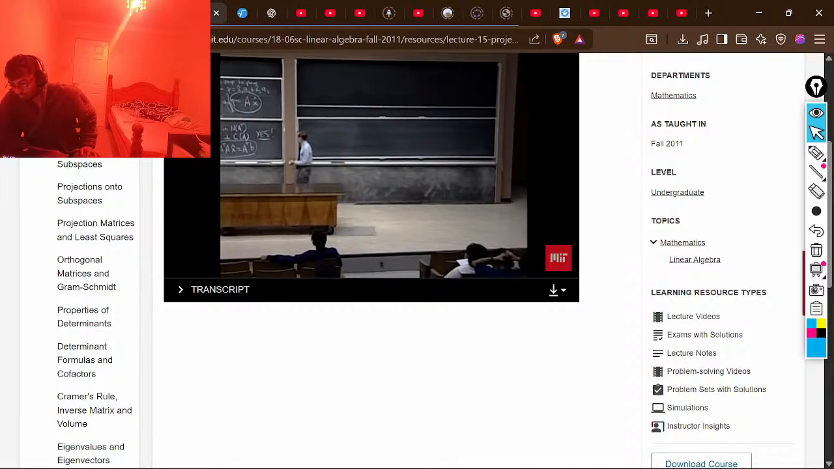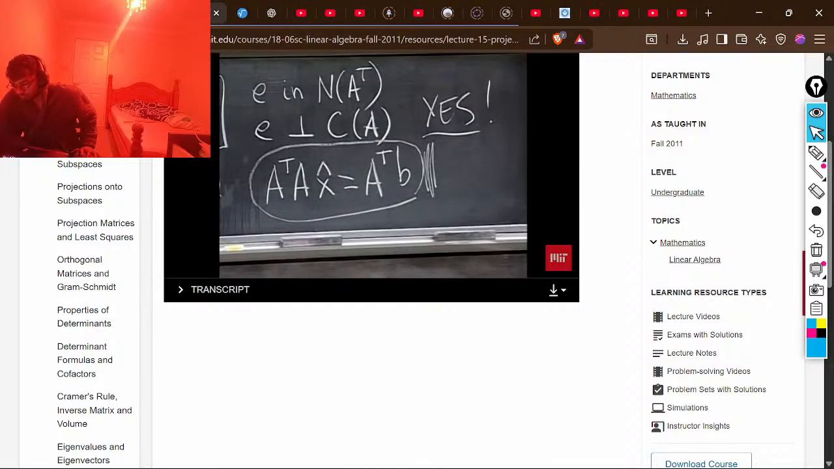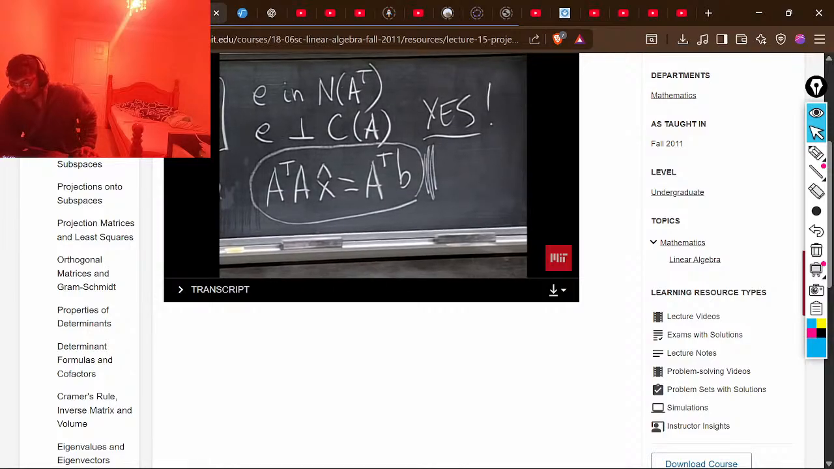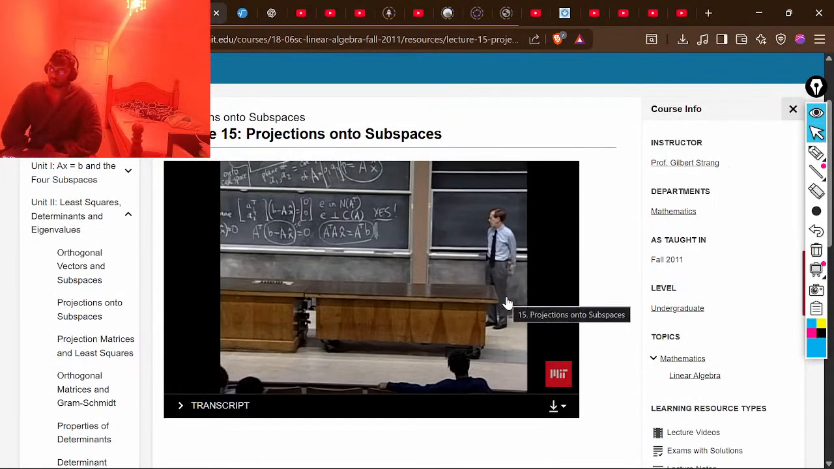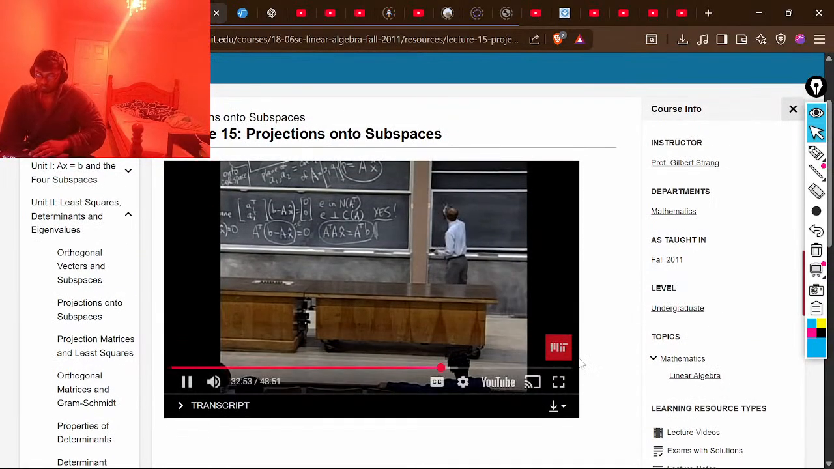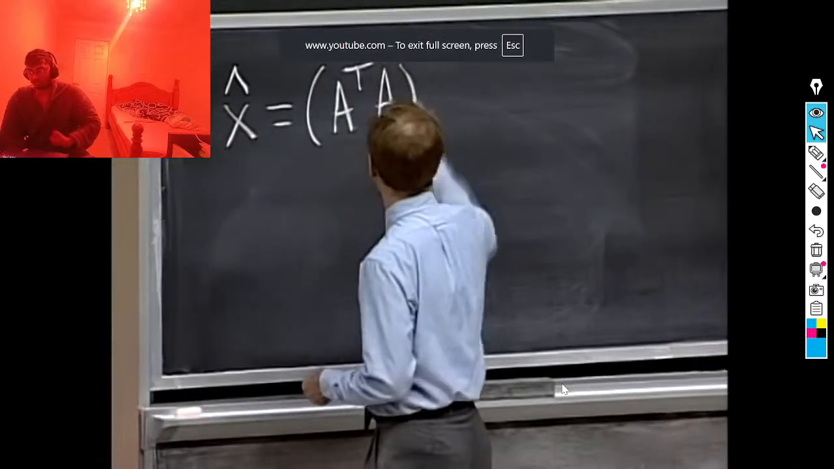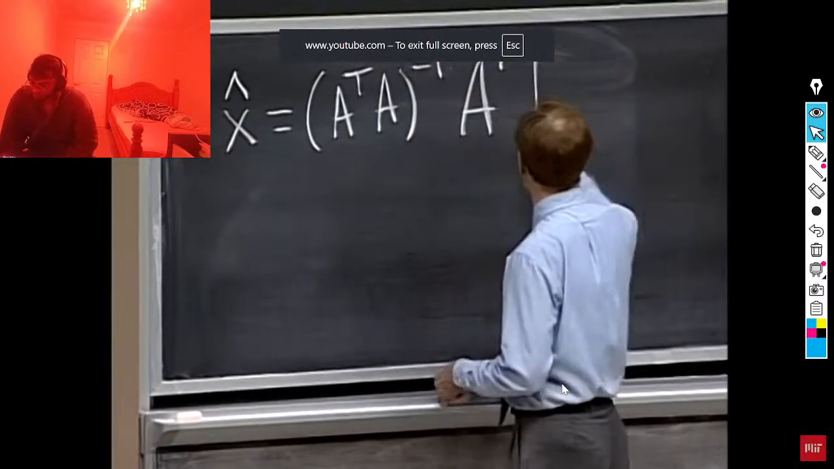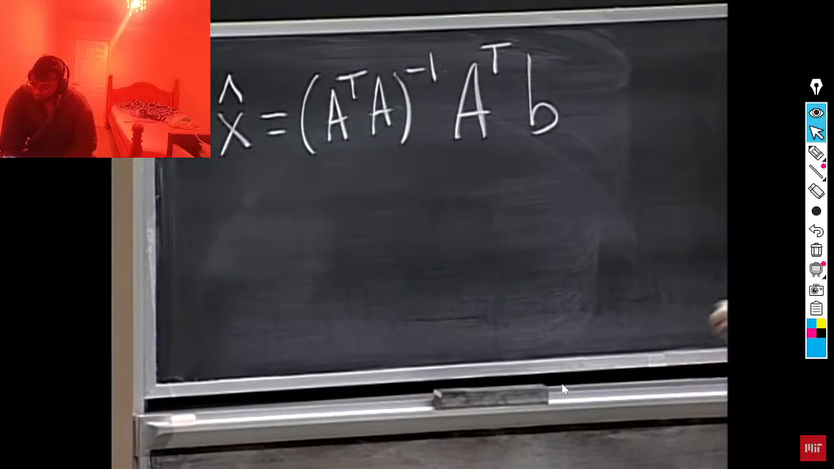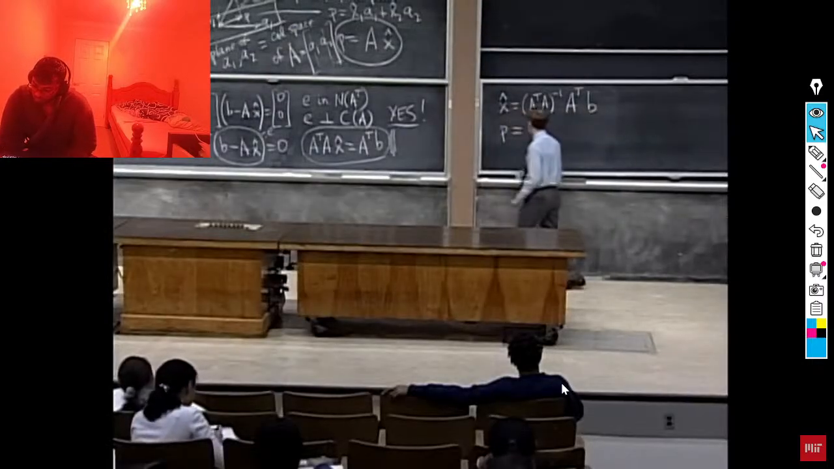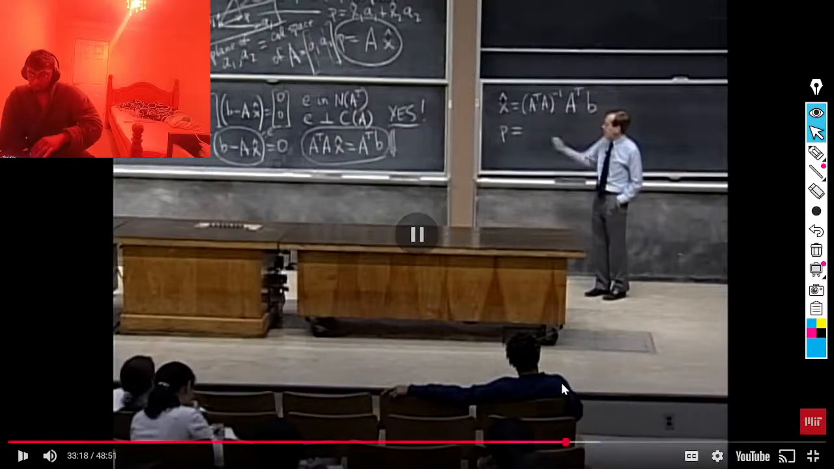Okay, this is the key equation. Now I'm ready for the formulas that we have to remember. What's X hat? What's the projection? What's the projection matrix? Those are my three questions that we answered in the 1D case, and now we're ready for the n dimensional case. So what is X hat? Well, what can I say but A transpose A inverse times A transpose B. That's the solution to our equation. What's the projection? That's more interesting. The projection is A times X hat. We have a formula for that, right?